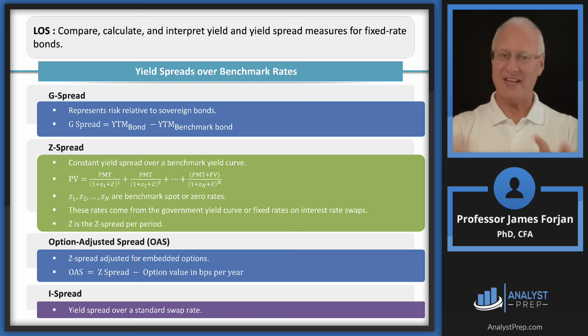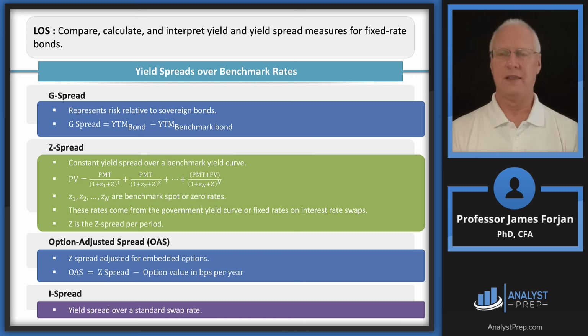Now, I've been dancing around this idea of spreads. What did I say a little bit ago? 10% minus 6% equals 4%. That's the G spread. That's called the government spread. So all we need to do is take the yield on our bond, subtract the yield to maturity on the benchmark bond. And by the way, they have the same maturity date, or nearly the same maturity date.